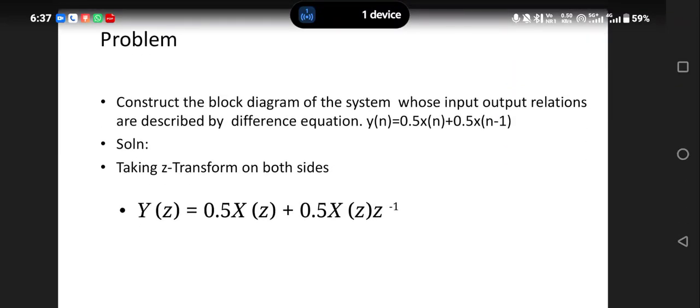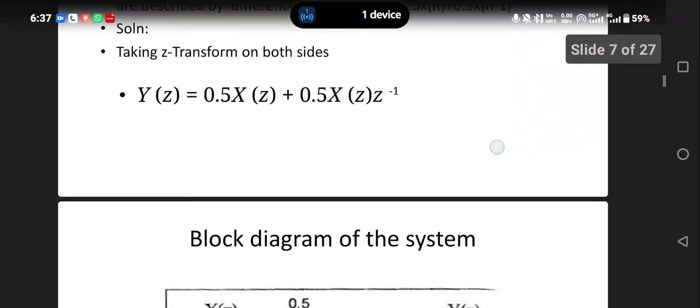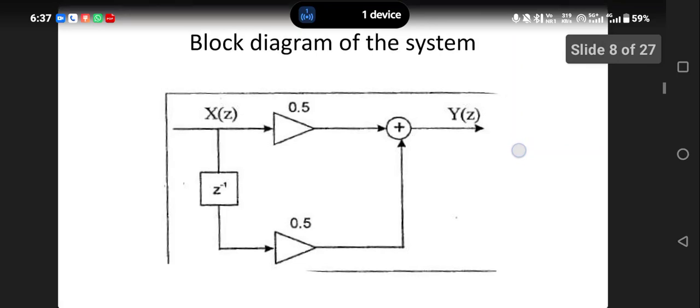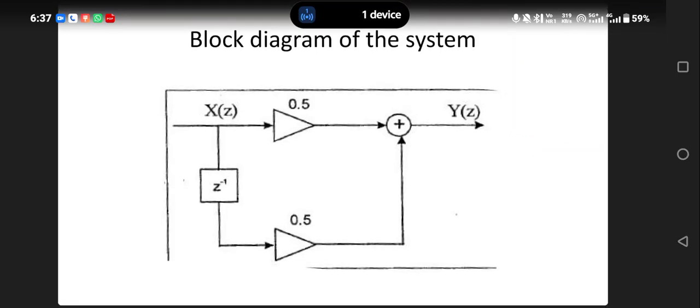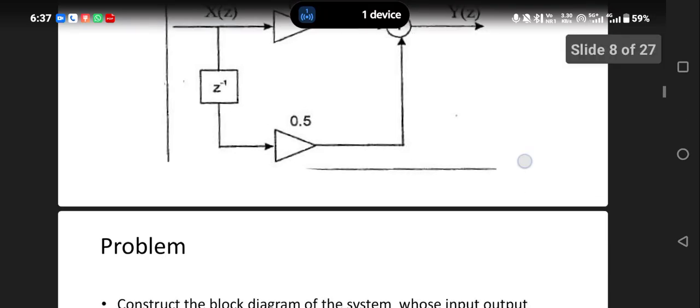The problem: construct the block diagram of a system whose input-output relations are described by the difference equation y of n is equal to 0.5 x of n plus 0.5 x of n minus 1. First we have to take the Z transform on both sides, then the equation becomes in this manner. Then by using the required elements, we have to represent the equation in a block diagram. That is the realization of the filter.